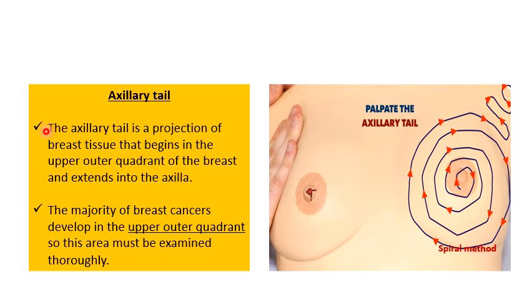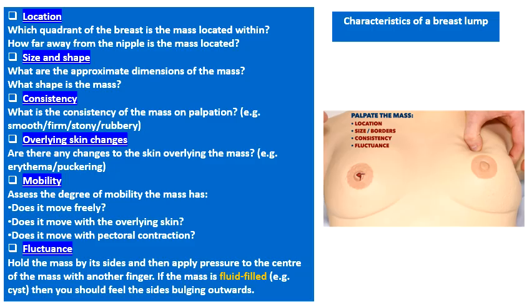So it's very important to palpate for this axillary tail, because the majority of breast cancers develop in the upper outer quadrant. So it's essential that this area is examined very thoroughly, as shown here. This is your spiral method, where you start examining the lump from outside towards the nipple in a concentric spiral method. At the same time, the axillary tail must not be forgotten.